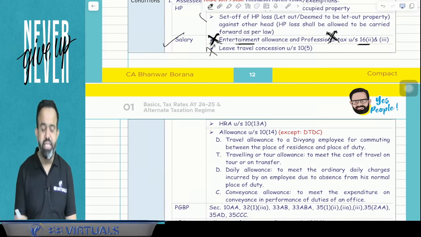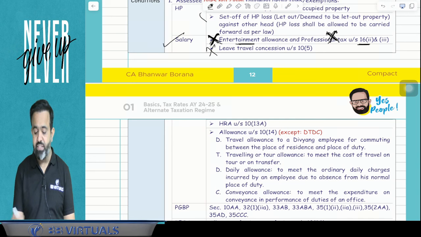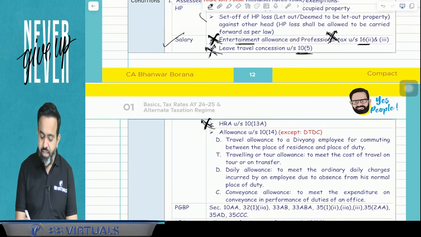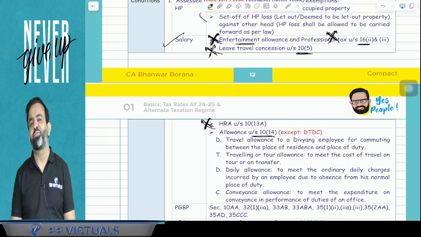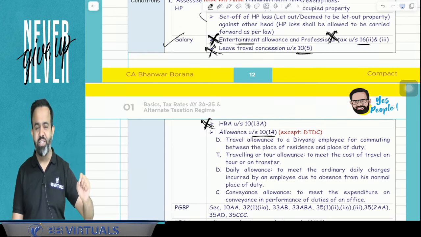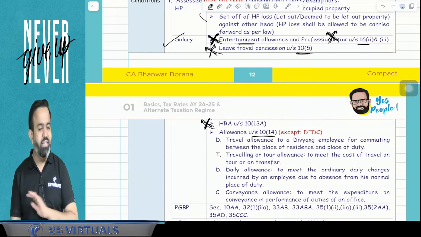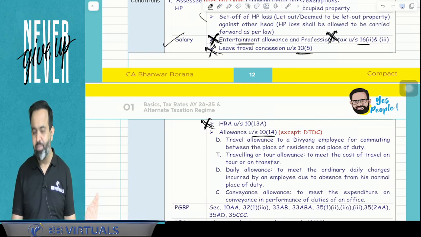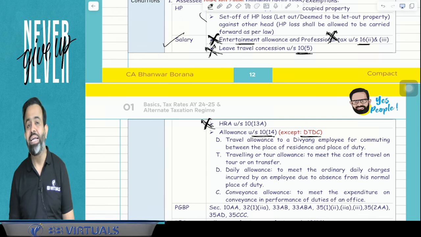After that, in case of the leave travel concession, the section 10(5) leave travel concession exemption is not available. After that, HRA exemption is not available. After that, guys, any allowances exemption is not available. Allowances exemption means, if you remember, children hostel allowance, children education allowance and all those exemptions. So those exemptions are not available. So any allowances exemption is not available, but there is one exception, of DTDC.